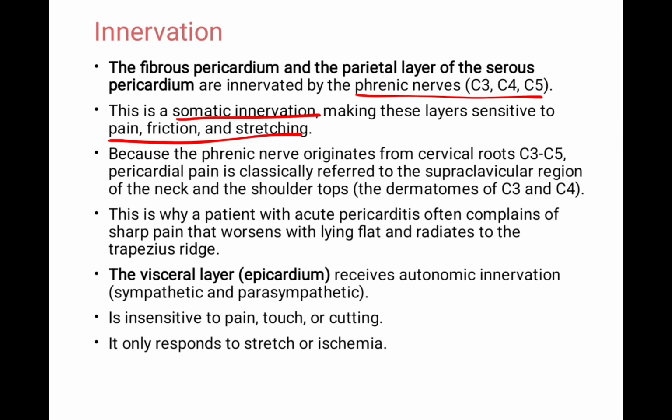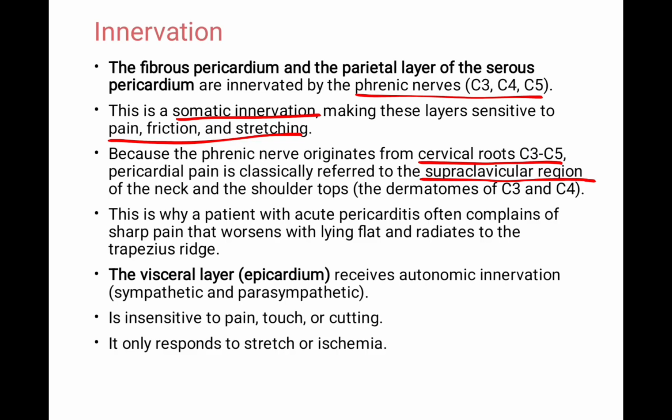Now, because the phrenic nerve originates from the cervical roots C3 to C5, pericardial pain is classically referred to the supraclavicular region. You know, the supraclavicular nerve also has a root value of C3, C4, and C5.